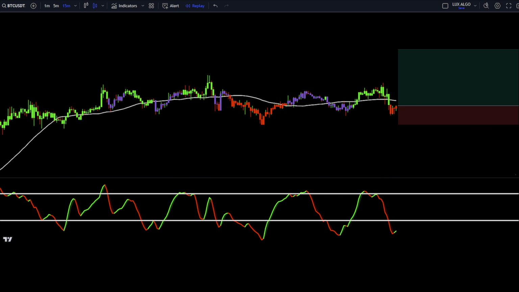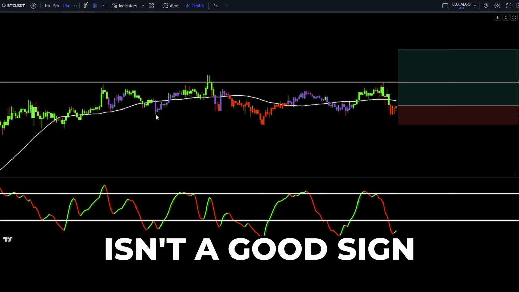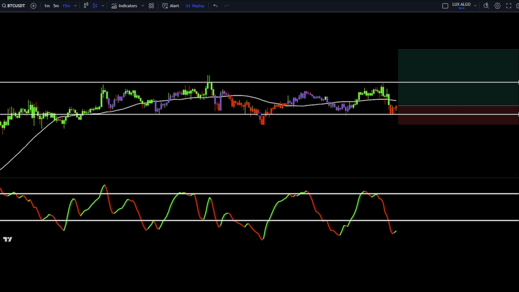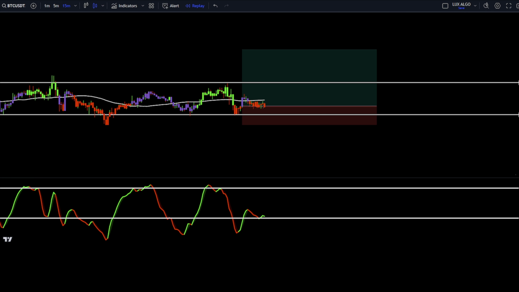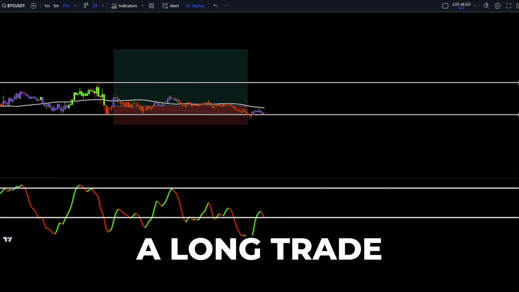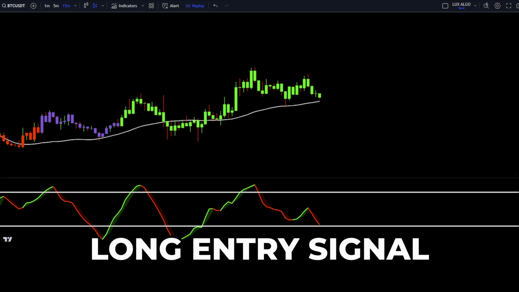Now let me show you an example for an invalid long entry signal. As we can see here, the price action is more in a sideways movement. We can identify this sideways movement by simply checking the candle coloring. A huge mix of green, red, and purple colors isn't a good sign for an uptrend. Also, if we draw some horizontal lines, we can see this is more a consolidation zone. So even if the oscillator is giving us a long signal, we do not want to enter a long trade at this point.